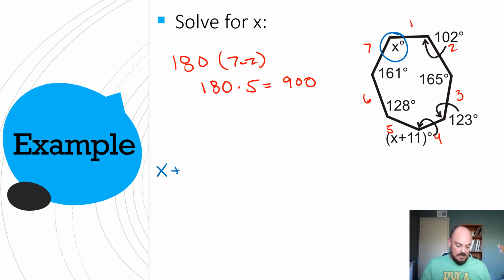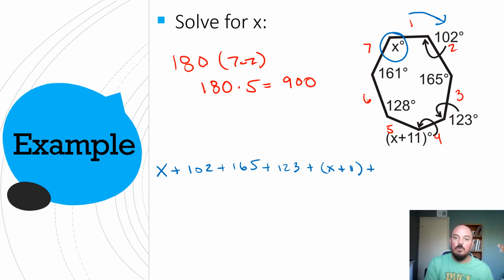And I'm going to start adding. And what I'm going to do, just to make sure I don't miss any, is go clockwise around the polygon. So in order, after the x comes 102, plus 165, plus 123, plus x plus 11, plus 128, plus 161, and then that's it, we're back to the x.